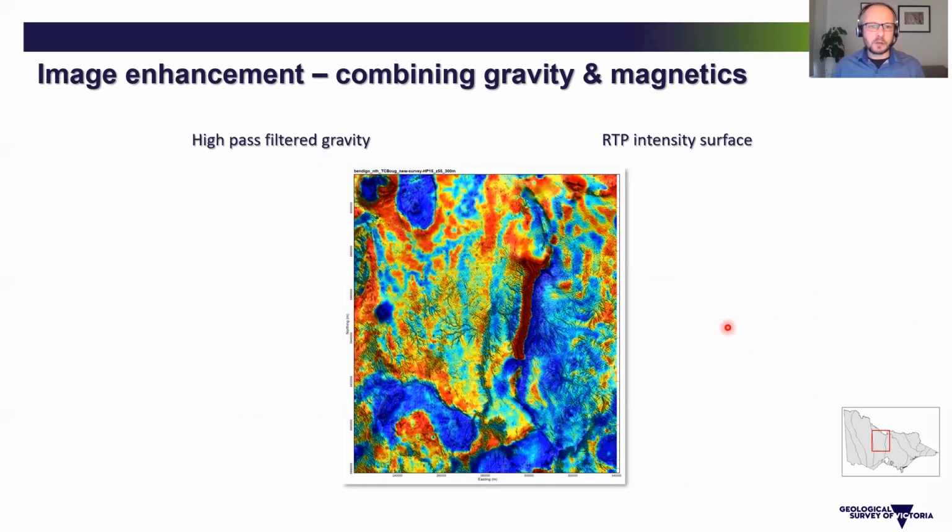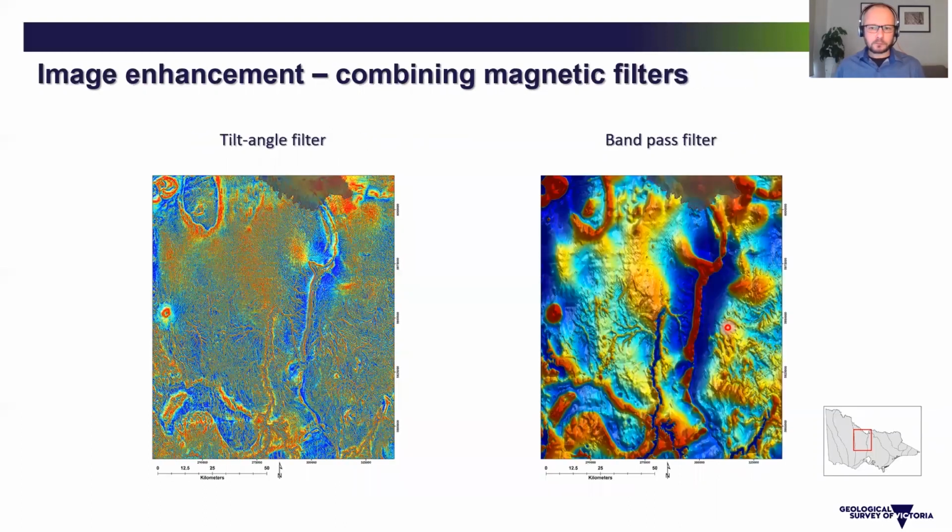So here, for example, we've got a high-pass filtered gravity data set in the colors, and that's draped over an RTP intensity. So we're able to correlate the different data sets into, I guess, one data set that we can utilize in our interpretations.